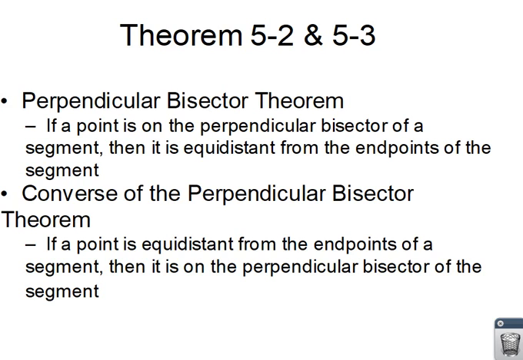If a point is on the perpendicular bisector of a segment, then it is equidistant from the endpoints of the segment. It makes a triangle is what happens. And the converse, if we have a segment and there's a point that's equidistant from the endpoints of a segment, then it is on the perpendicular bisector of the segment. And you'll see this when we do examples.